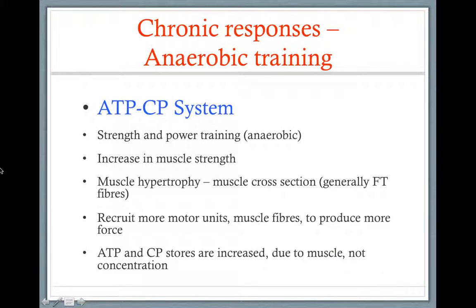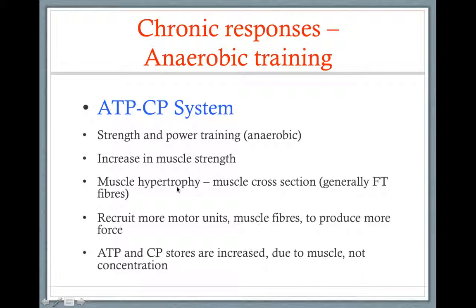So again, we're looking at chronic responses, so long-term responses to anaerobic training. So we're probably doing a bit of strength and conditioning. And in particular looking at, well, how's that going to help the ATP-CP system? Well, what's the ATP-CP system all about? It's an anaerobic system. It's short, it's explosive. So if we're doing anaerobic training, it's probably going to directly help that. Both the system and the anaerobic training focus on strength and power, increase in muscle mass, muscle hypertrophy.